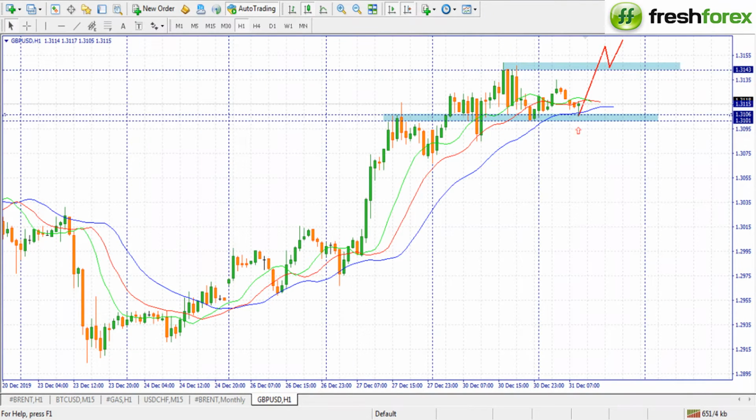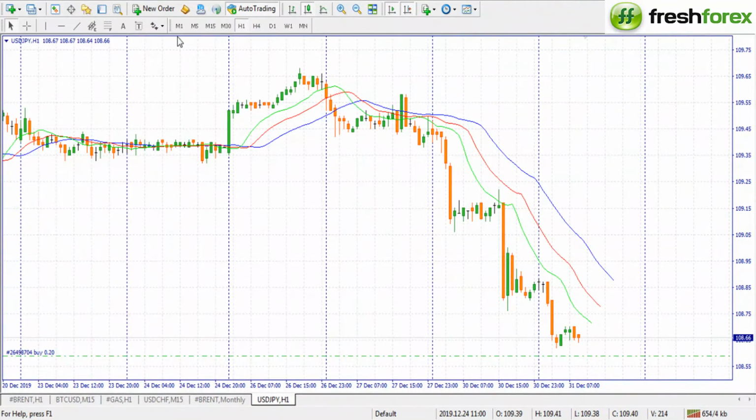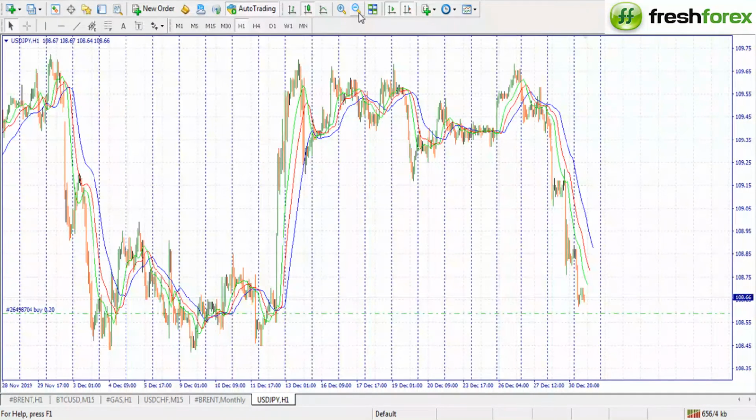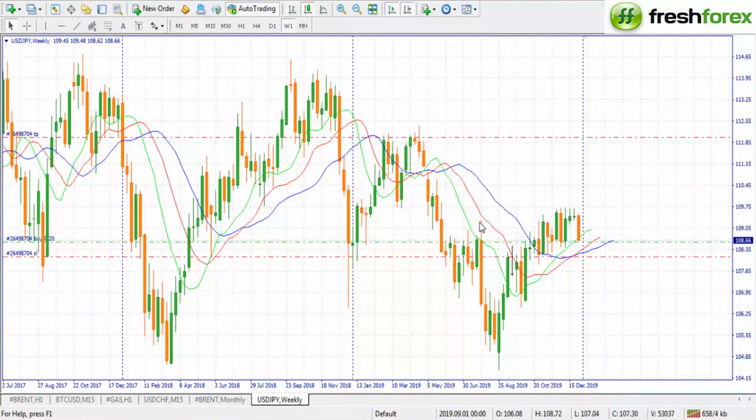That should be USDJPY here. USDJPY has actually gone back to the same place where we took a buy from a few days ago. You can remember this was, I think, two weeks ago. We actually took a buy when the price was here.